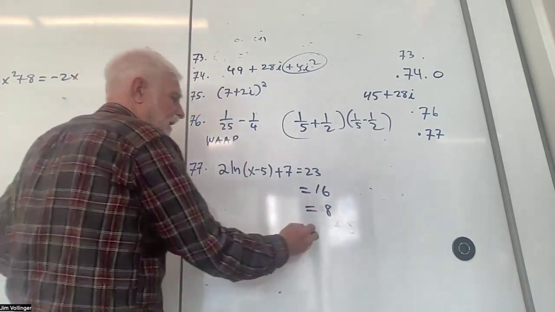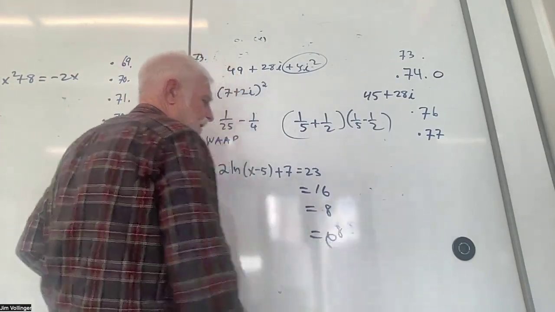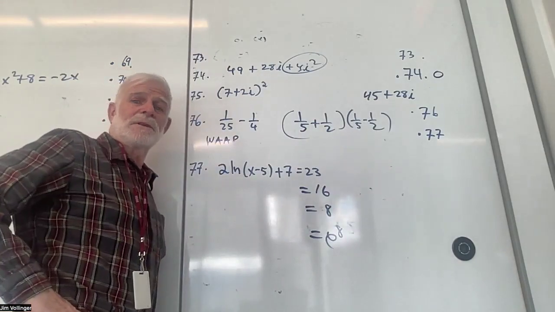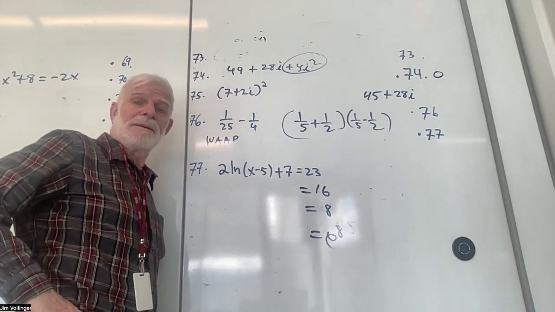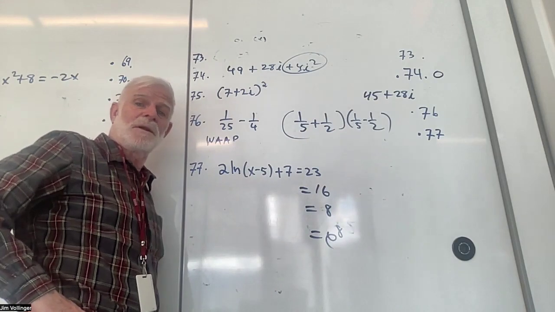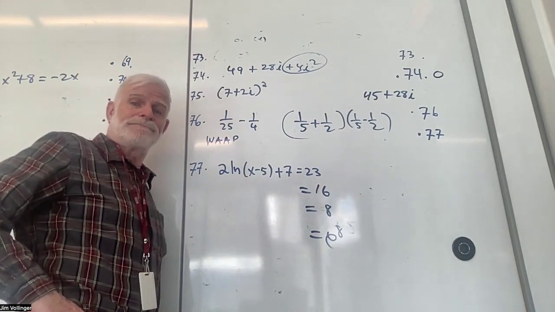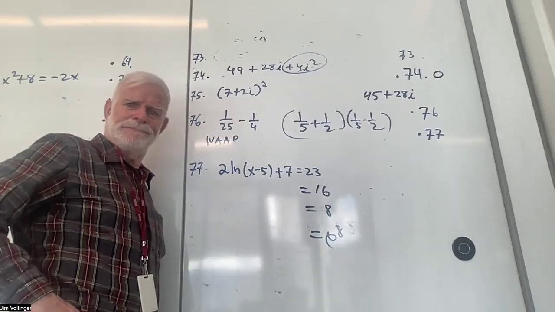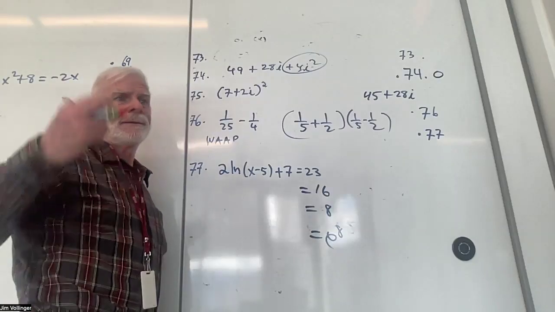The inverse of ln is e to the. So what is that number? Well, it's less than 3 times 3 times 3, 8 times, and it's bigger than 2 times 2 times 2, 8 times. It's approximately 2.71 times itself 8 times. Well, times itself would be 7 times. That would make 8. There you go.